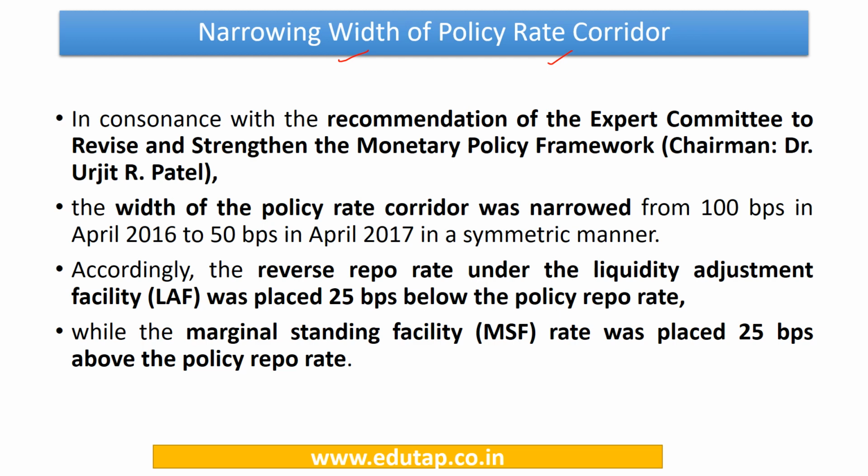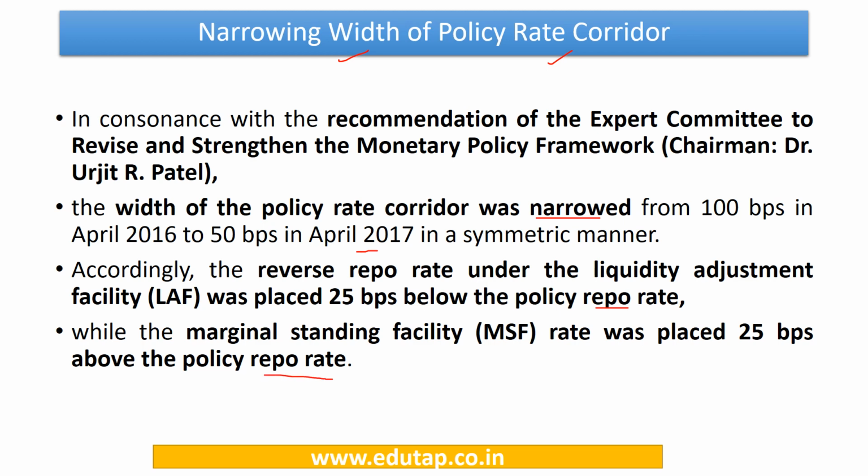Now this policy rate corridor means the difference between the repo, reverse repo and the marginal standing facility rate. So this was in line with the recommendations of the Monetary Policy Framework Committee, which was chaired by Dr. Urjit Patel. And according to the recommendations of this committee, the width of the policy rate corridor has been narrowed, and this is around 50 basis points in April 2018. So the reverse repo rate is now 25 basis points below the policy repo rate, and the marginal standing facility is 25 basis points above the policy repo rate.